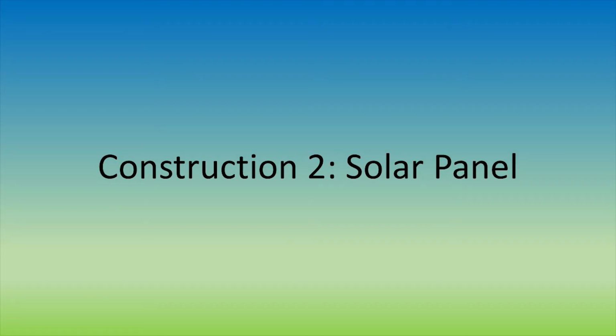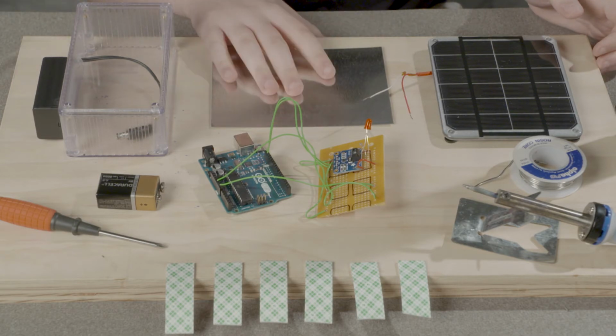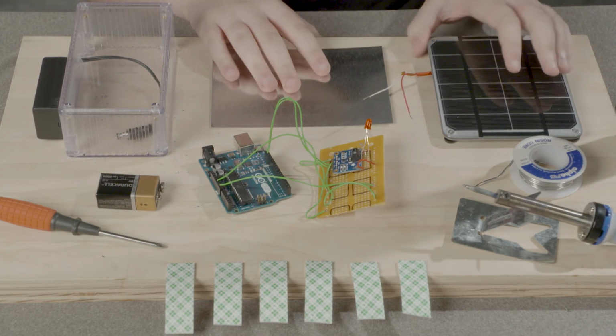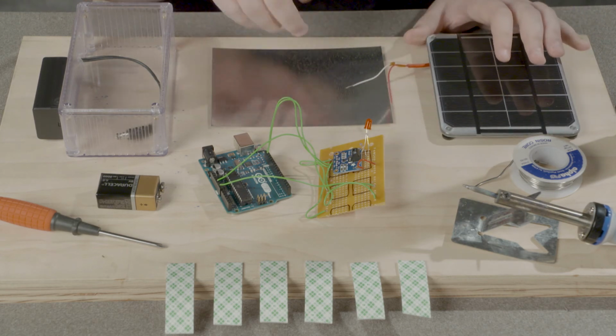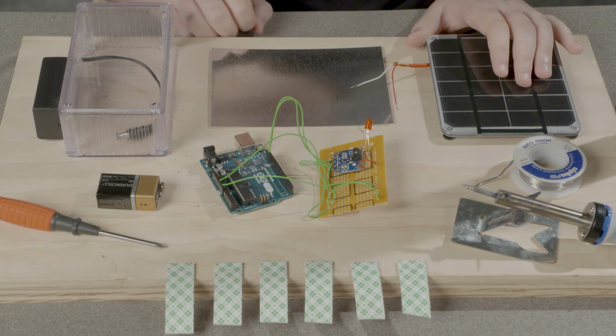During this session's construction, you will be creating a 45-degree stand for your solar panel and attaching it to the case. In addition, you will be wiring the positive wire of the solar panel to the VIN positive hole of the current sensor and the negative wire to ground. In this video, I'll be showing you how to create the stand for your solar panel and adding the solar panel to the circuit we have right here.